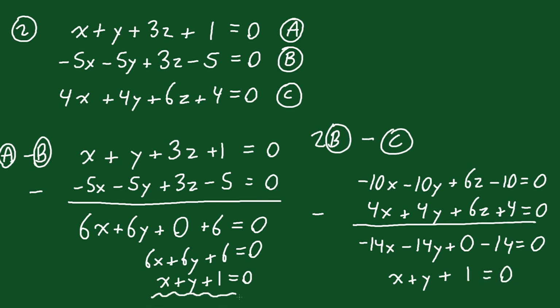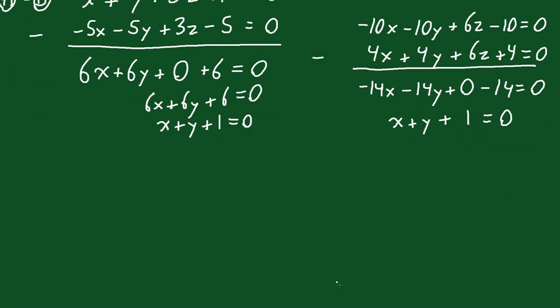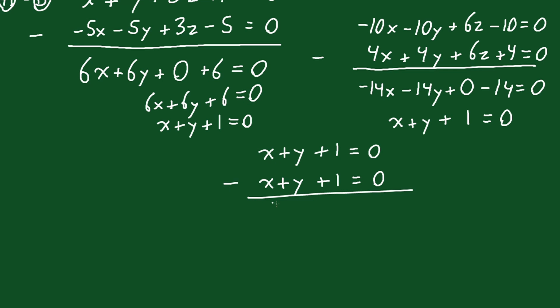So over here, I get the exact same equation as I get over here. What does that mean? Well, it means that if I were to try to solve the system of these two equations, I would get something like 0 is equal to 0. Let me show you what I mean. You take this first equation, x plus y plus 1 is equal to 0. You take the second equation, x plus y plus 1 is equal to 0. You try to do an elimination by subtracting, you end up getting 0 is equal to 0.